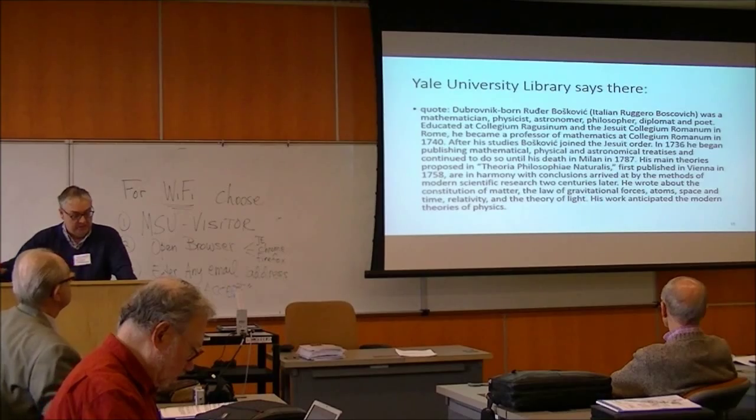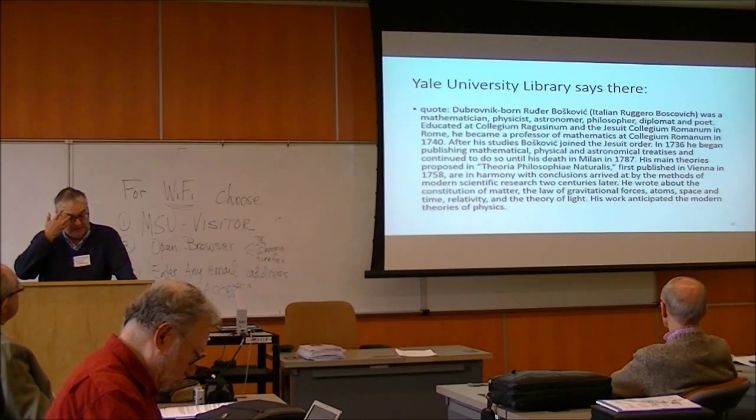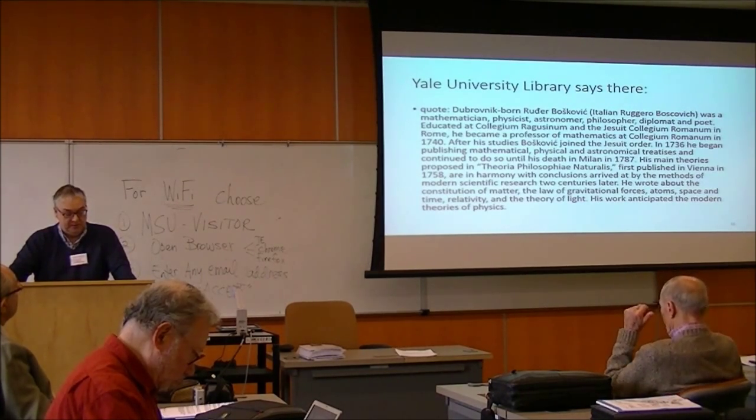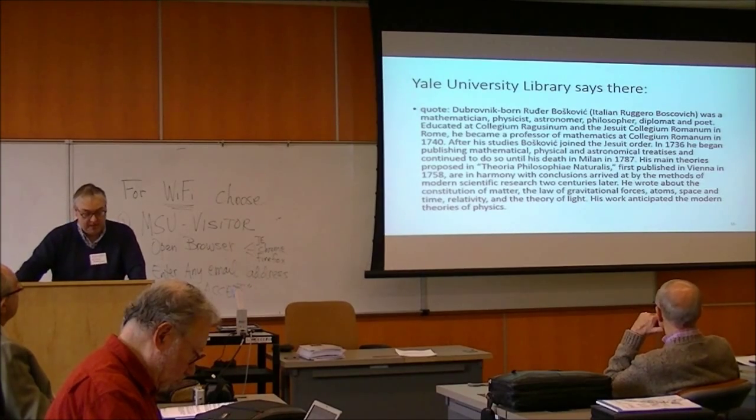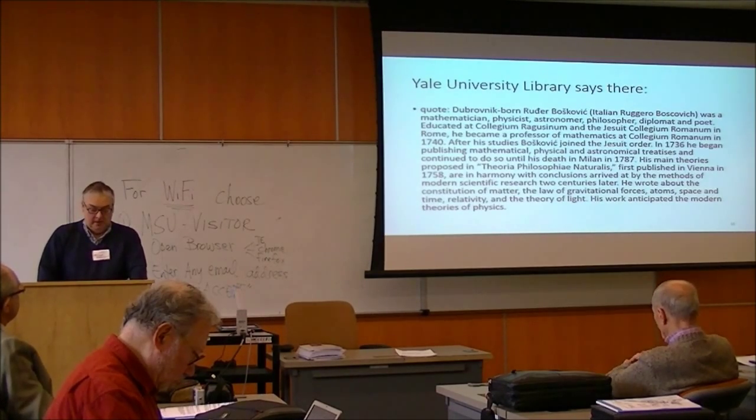His main theories were proposed in his book Theoria Philosophiae Naturalis, first published in 1758, in harmony with conclusions arrived at by the methods of modern scientific research 2 centuries later. He wrote about the constitution of matter, the law of gravitational forces, atoms, space and time, relativity, and the theory of light. His work anticipated modern theories of physics, and that is a quote from Yale University.